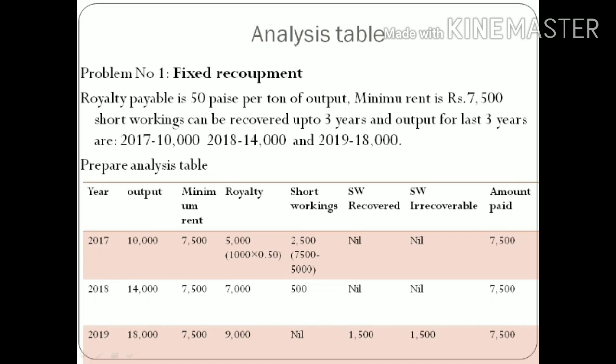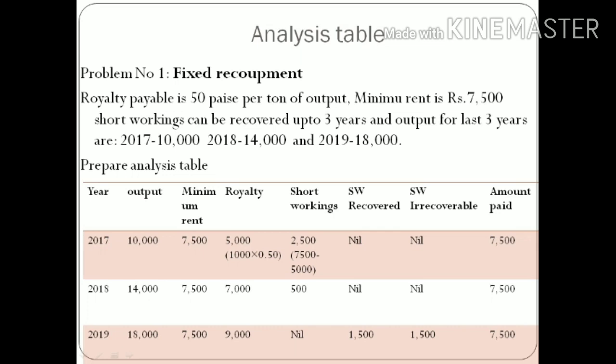If royalty is more than the minimum rent, we will not get short workings. Whatever short workings are there, that we can recover. Why can we recover? Royalty is more than the minimum rent. You can see the first year 2,500 rupees is the short workings. The second year 500 rupees is the short workings. How much is the total short workings? 3,000. Okay. In that, how much can we recover in the third year? 1,500. The remaining 1,500 will be irrecovered because they have provided certain adjustments here. Short workings are recovered under fixed recoupment. That means a fixed time frame has been given.